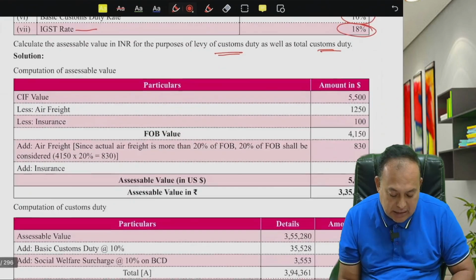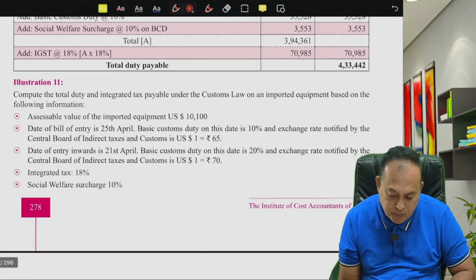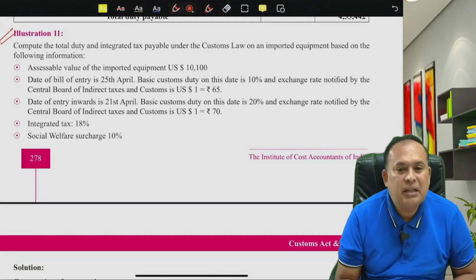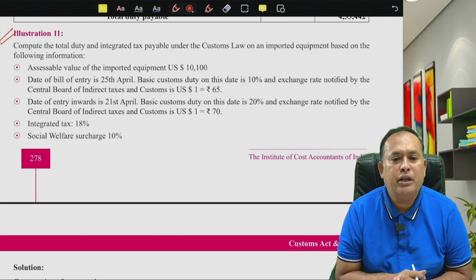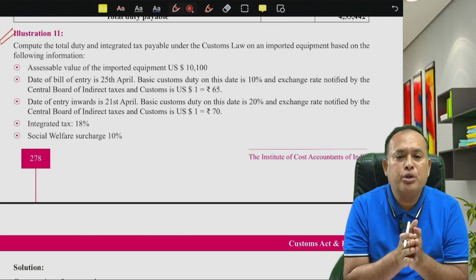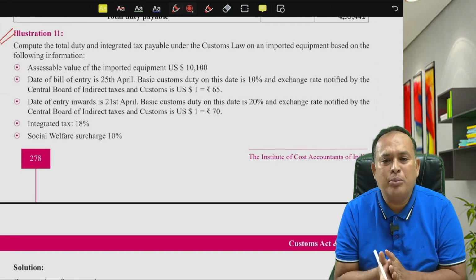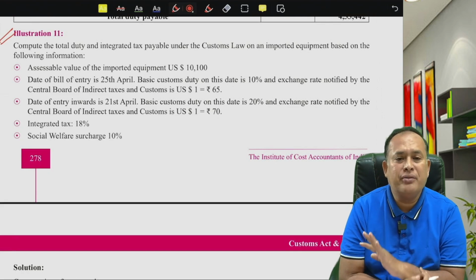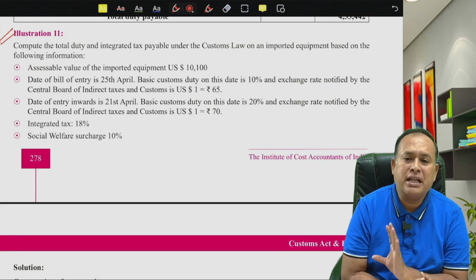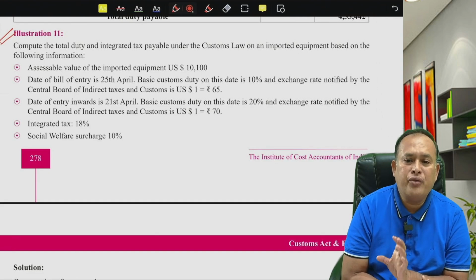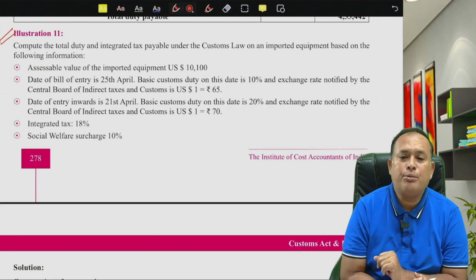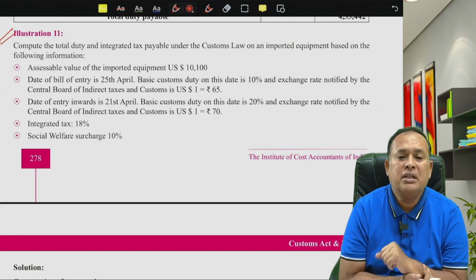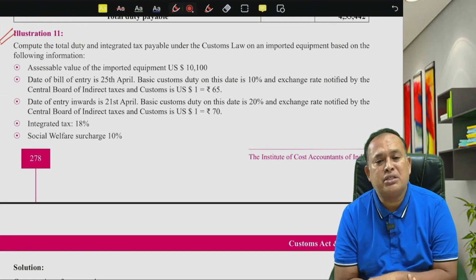Further, my dear friends, referring here to Illustration 11, reading as follows. Compute the total duty and integrated tax payable under the customs law on an imported equipment based on the following information. Assessable value of the imported goods is $10,100. Date of bill of entry is 25th April. Basic custom duty on this date is 10% and the exchange rate notified by the Central Board of Indirect Tax and Customs is $1 equal to 65 rupees.